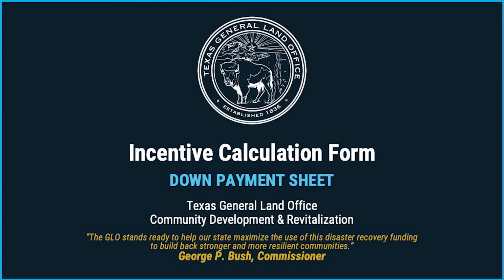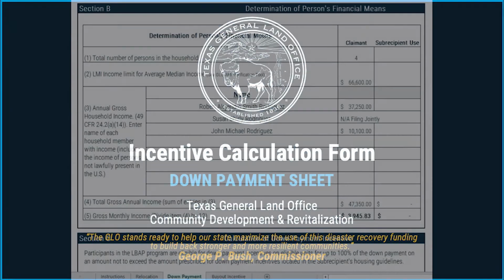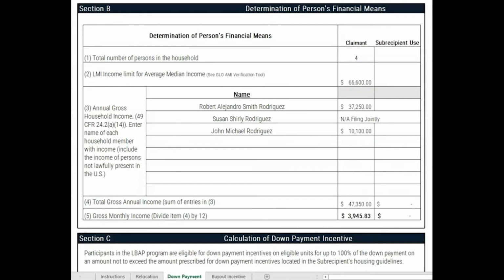Down Payment Assistance Sheet, Subrecipient Review. Once the applicant has submitted the incentive calculation form to the subrecipient, the subrecipient should review the form for completion, accuracy, and backup documentation. There should be clear justification and documentation of the applicant's eligibility and need for down payment incentives. After review, the subrecipient should complete the subrecipient use columns.